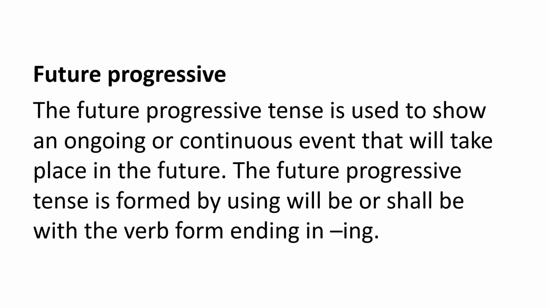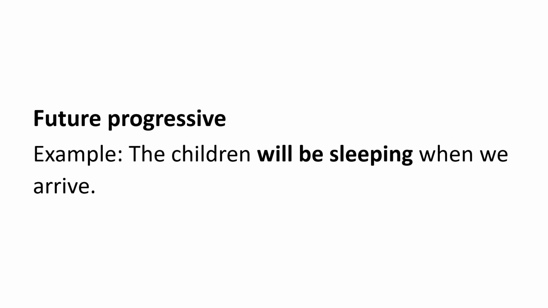The future progressive tense is used to show an ongoing or continuous event that will take place in the future. The future progressive tense is formed by using will be or shall be with the verb form ending in ing. Example, the children will be sleeping when we arrive. So we use the word will. Will be sleeping.